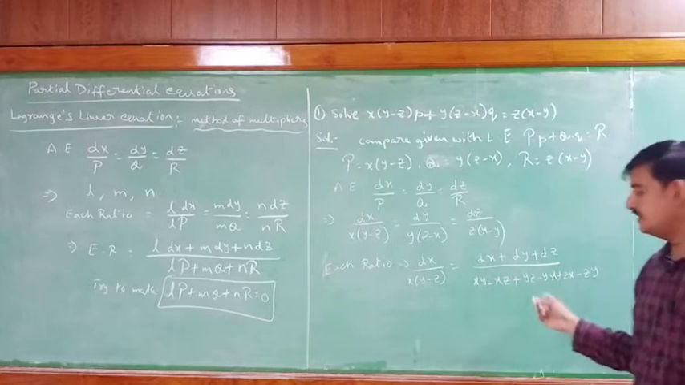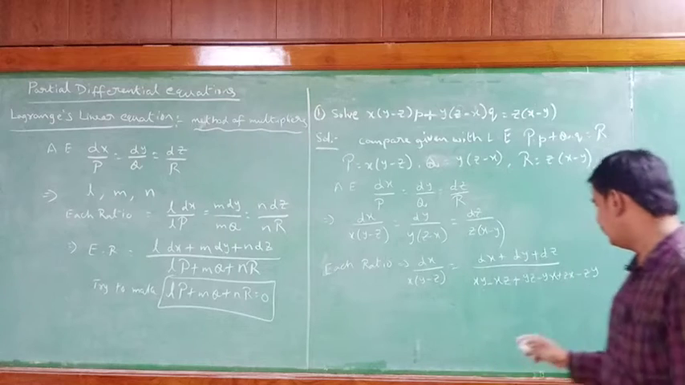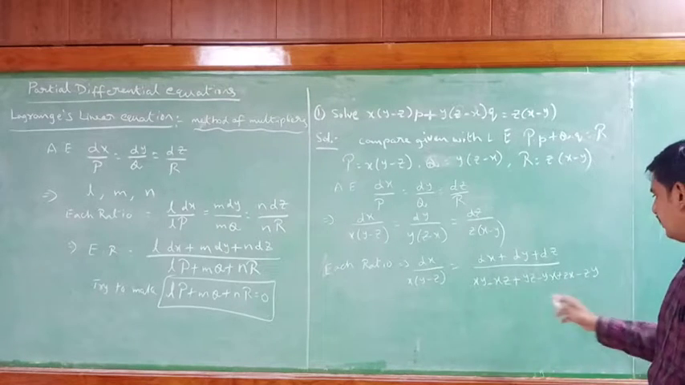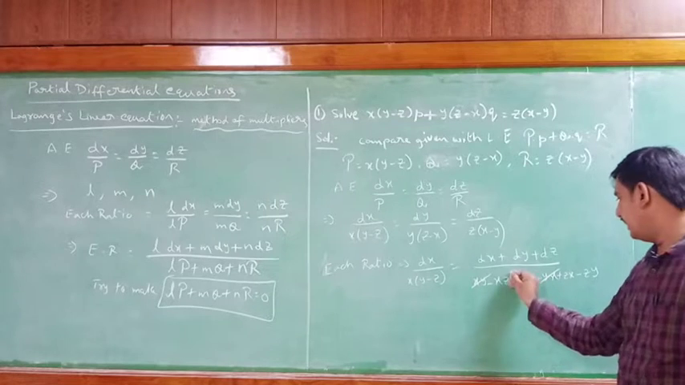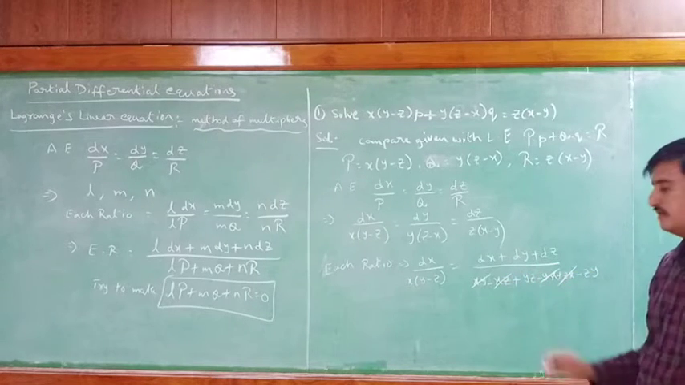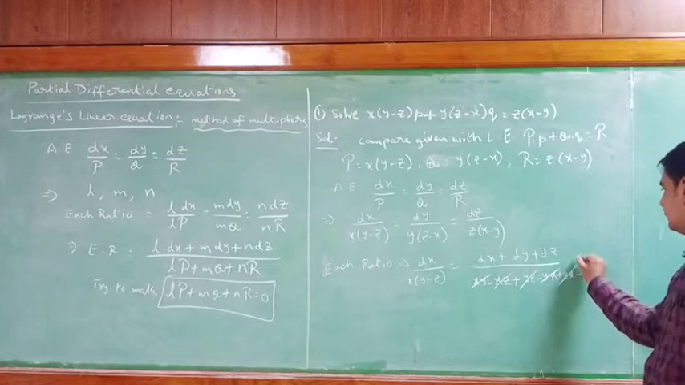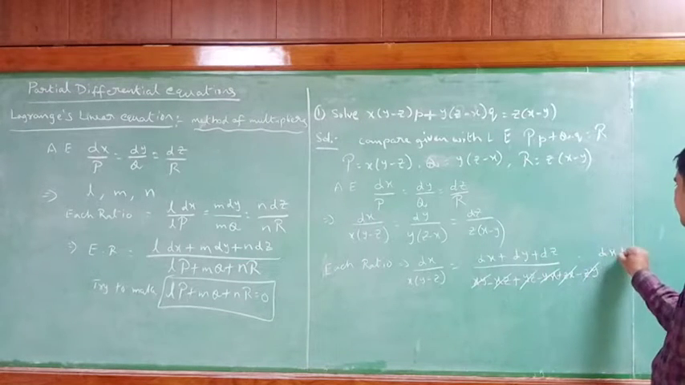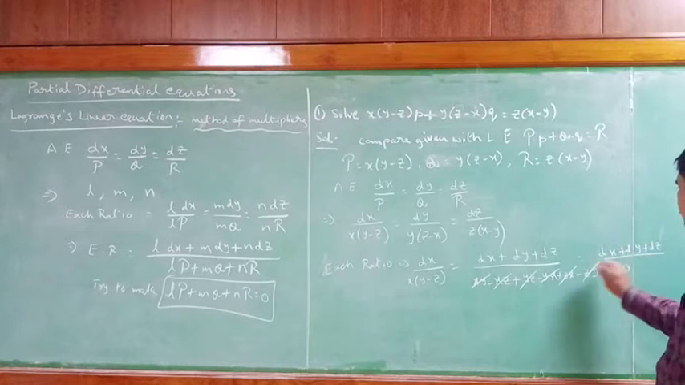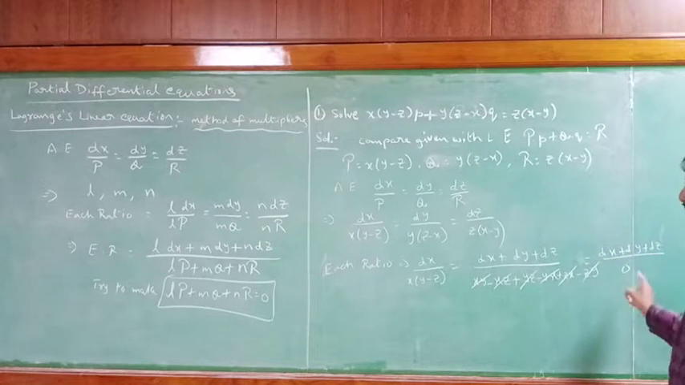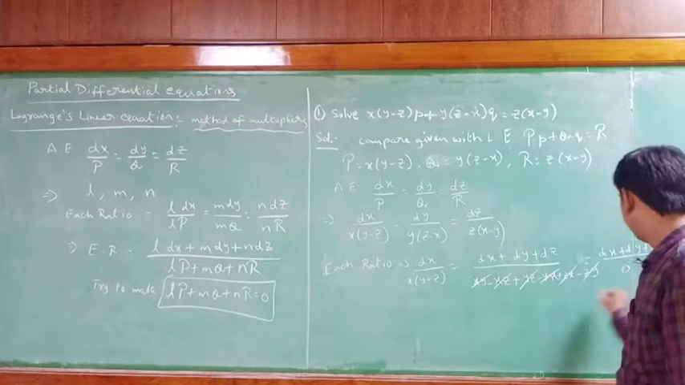Now see here what I told you, our denominator should become 0. Now let us see whether it is going to 0 or not. xy minus xy got cancelled, minus xz plus xz got cancelled, plus yz minus yz got cancelled. So therefore this is equal to (dx plus dy plus dz) by 0. So my denominator became 0. So cross multiply, this 0 to this side.